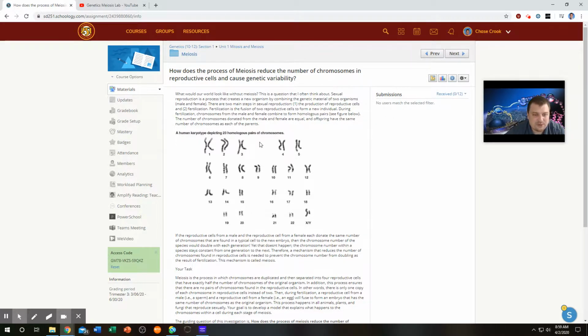But anyways, what we're going to be doing in this lab is looking deep at meiosis, looking at the two things that it does. The first thing, we know that meiosis reduces the number of chromosomes in reproductive cells, and we also know that it causes genetic variability, right?